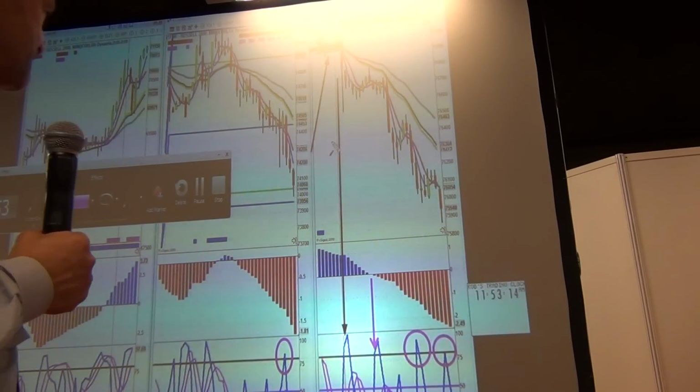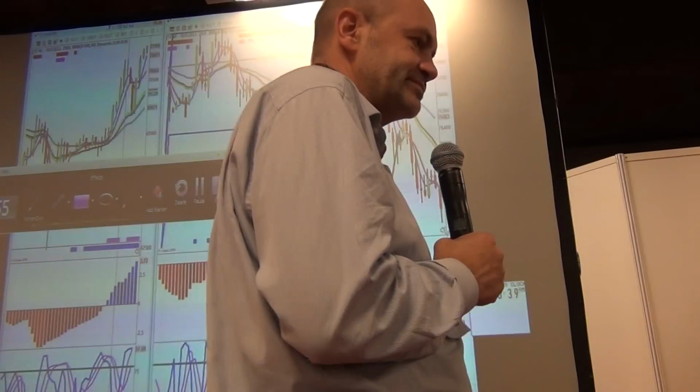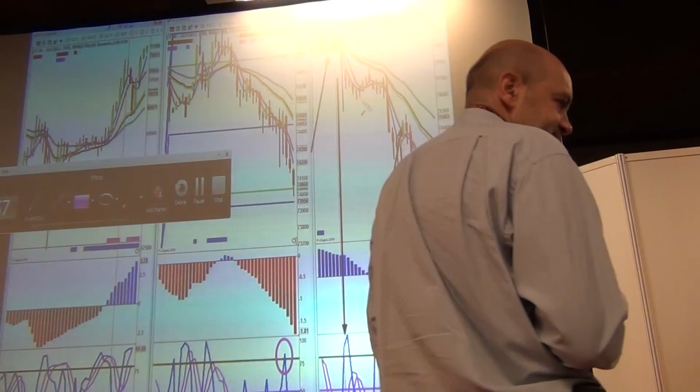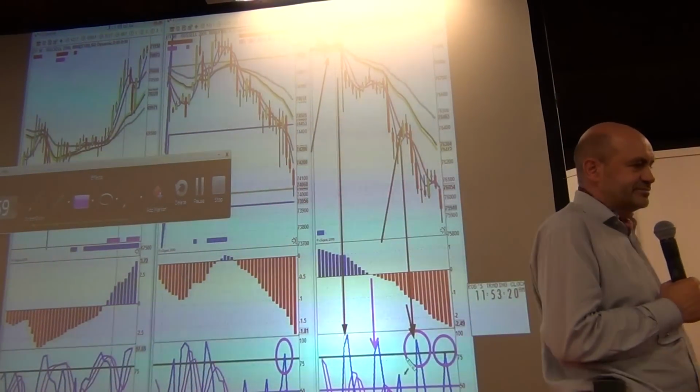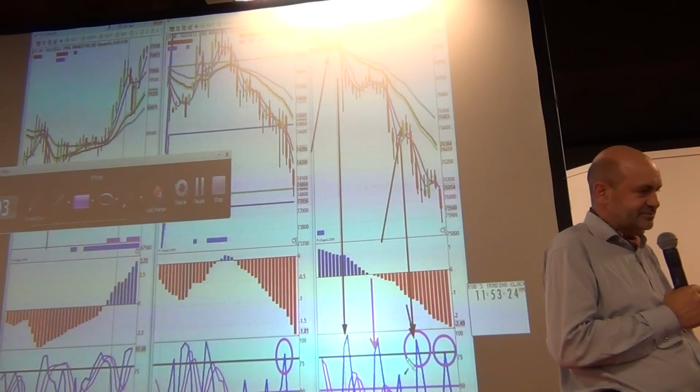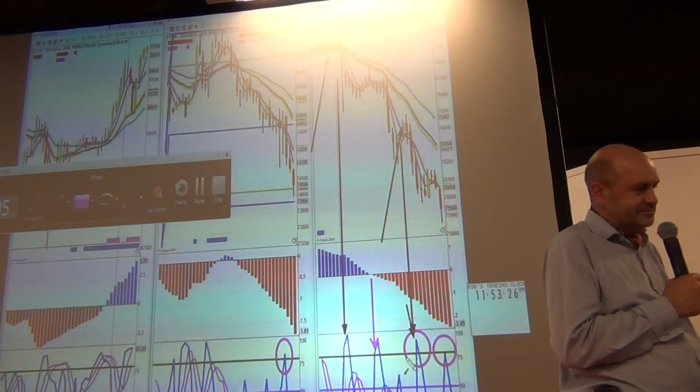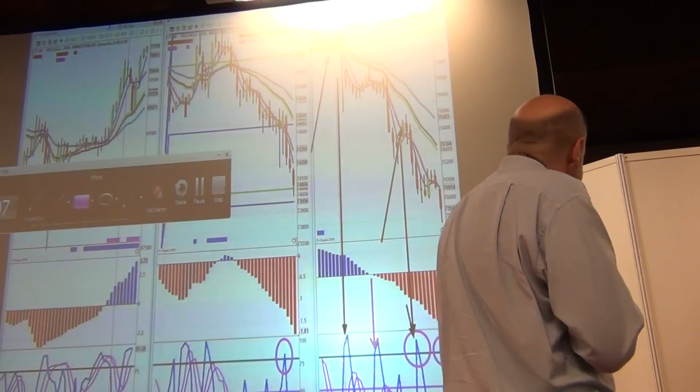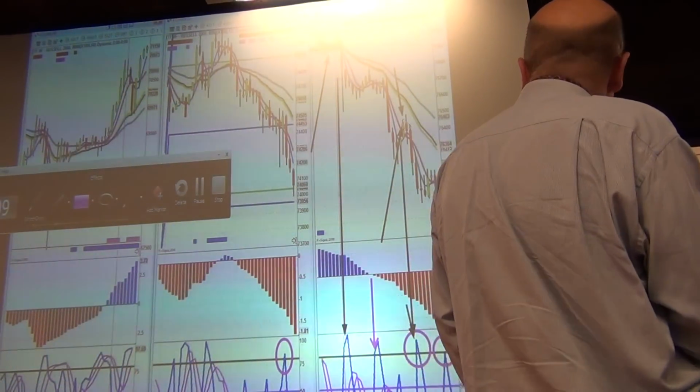So basically what you see here now is over here you have the stochastic spike. So I'm looking to take the entry at the close of that bar that's causing the spike above 80. Does everybody understand that? Okay, so at the close of that bar.